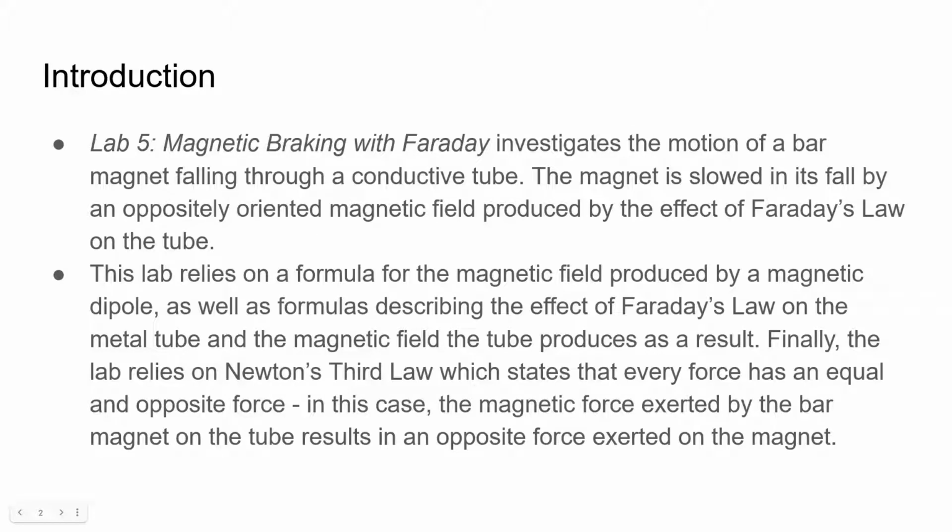Lab 5, Magnetic Braking with Faraday, investigates the motion of a bar magnet falling through a conductive tube. The magnet is slowed in its fall by an oppositely oriented magnetic field, produced by the effect of Faraday's law on the tube. So the lab relies on the formula for a magnetic field produced by a magnetic dipole, as well as formulas describing the effect of Faraday's law on the metal tube and the magnetic field the tube produces as a result.